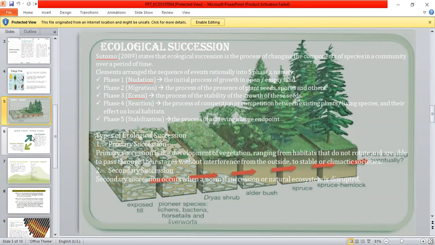There are two types of succession. Number one, primary succession. Primary succession is the development of vegetation from a habitat that was previously barren, without input from the outside. Number two, secondary succession. Secondary succession occurs when the normal succession of a natural ecosystem is disrupted. Next.